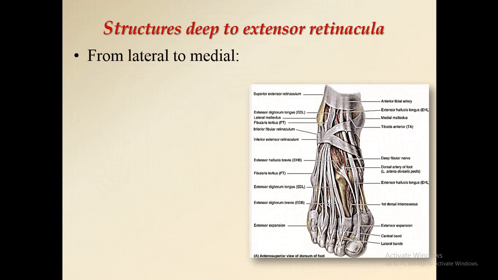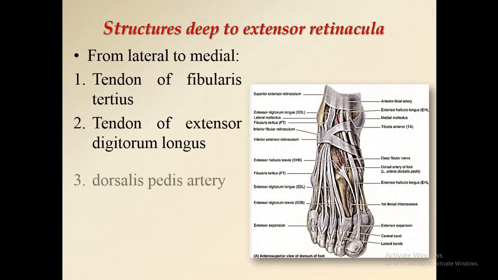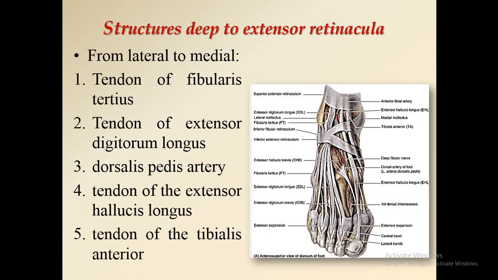Structures that cross deep to extensor retinacula, meaning both superior and inferior retinacula, we arrange from lateral to medial; they are the structures that were in the anterior compartment. Laterally is tendon of fibularis tertius, medial to it tendon of extensor digitorum longus, then the structure in the middle is dorsalis pedis artery, and fourth tendon of extensor hallucis longus until it reaches the big toe, and the last thing on the medial side is tendon of tibialis anterior.